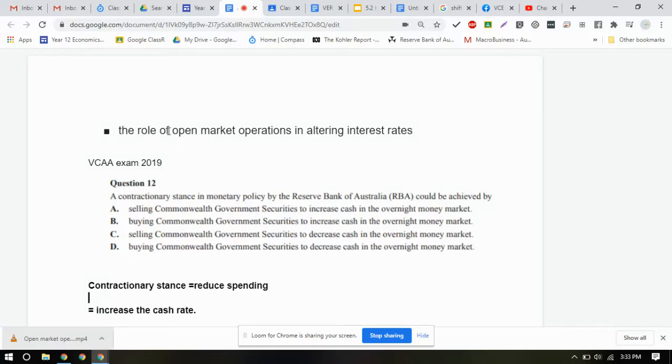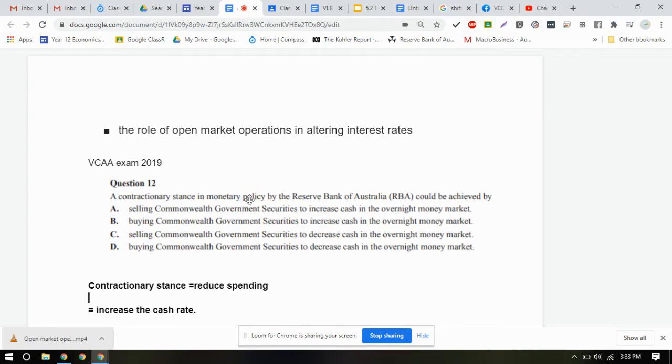5.2 SAT questions, which are around the role of open market operations. Now, it's been a while since we had a question on this in an exam, but we did get a multiple choice question last year in the economics exam. So the question is: a contractionary stance in monetary policy.